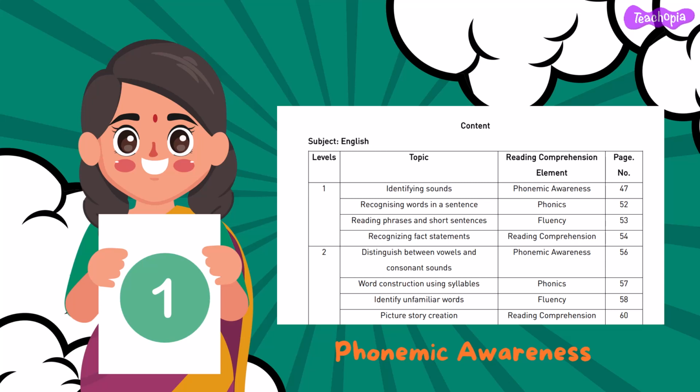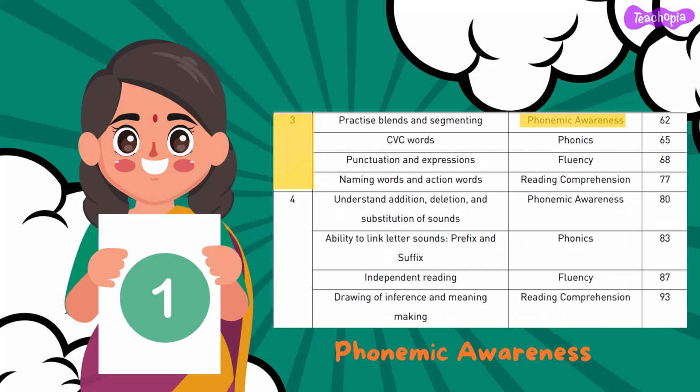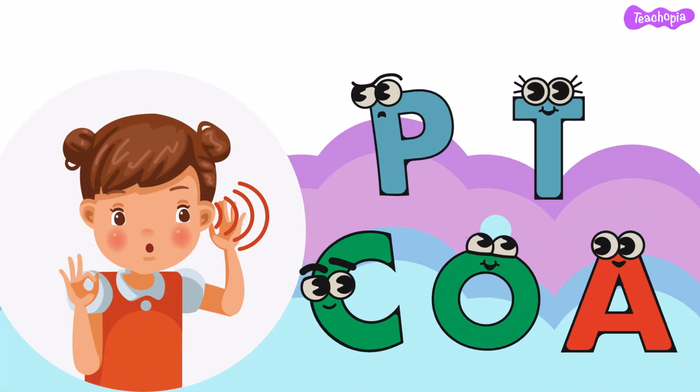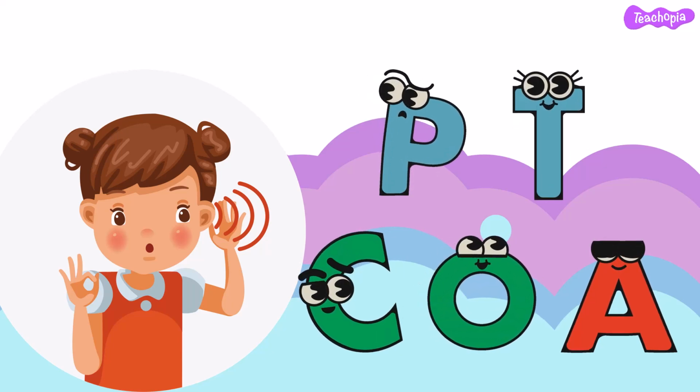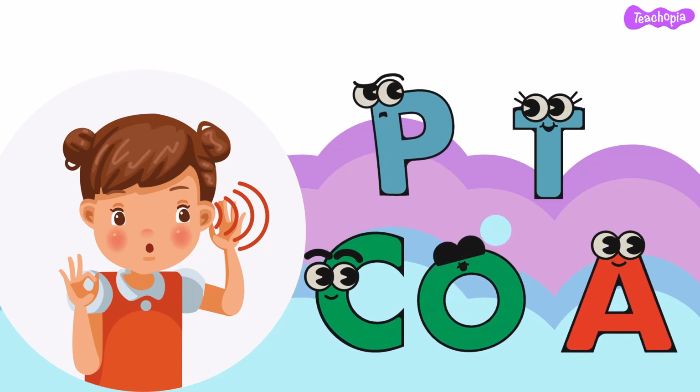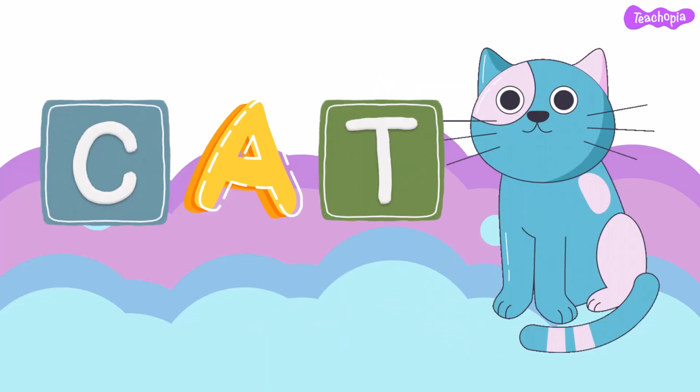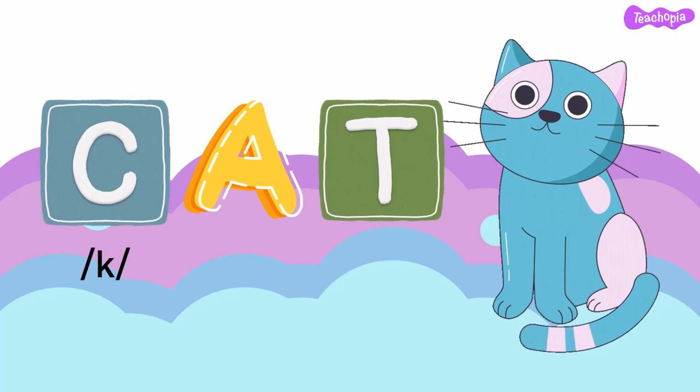Phonemic awareness is the first reading comprehension element covered in each level across the learning levels 1, 2, 3, and 4. Phonemic awareness is the first block of reading. It's all about hearing, identifying, and manipulating the sounds in words. For example, recognizing that the word cat is made up of the sounds k, a, t.